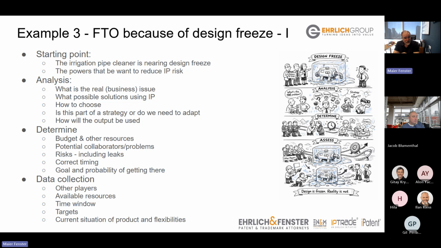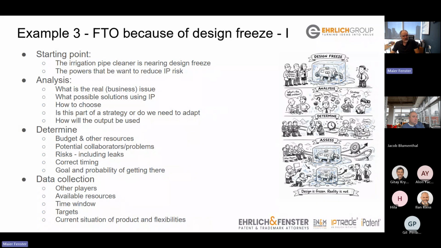Then we have to plan trivial stuff like budget, people who might work with you or might cause problems, risks you might have, including leaks. If people find out that you're worried about freedom to operate, that might interfere with all sorts of activity of the company. What exactly is your goal, and what is the probability of getting there? We might fail. Are we allowed to fail?